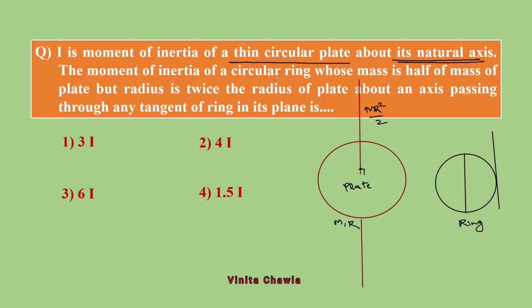We have to find moment of inertia of a circular ring whose mass is half the mass of the plate, means its mass is m/2, and radius is twice the radius of the plate. Radius is 2r. About an axis passing through any tangent of the ring in its plane. So about the diameter, it is mr²/2 for a ring, right? So we have to find the moment of inertia about the tangent. Let this be AB. ठीक है, तो अब आपका जो I है, your I is mr²/2. This is for plate.